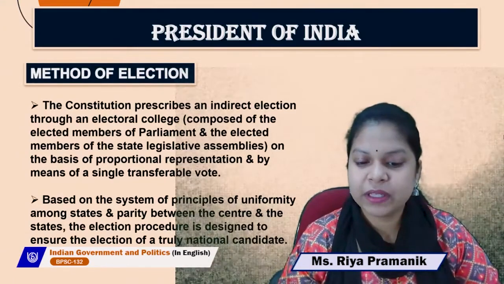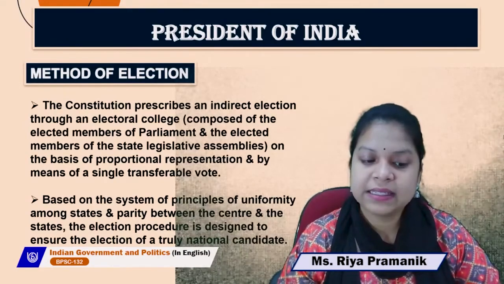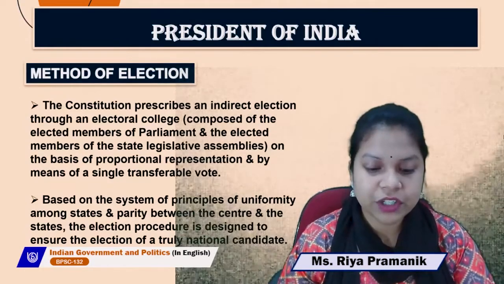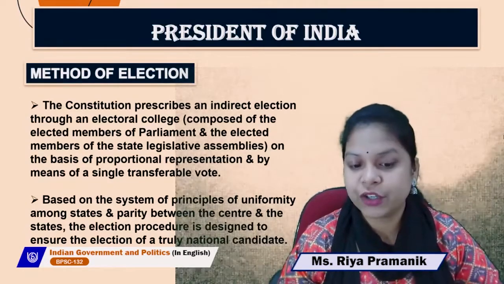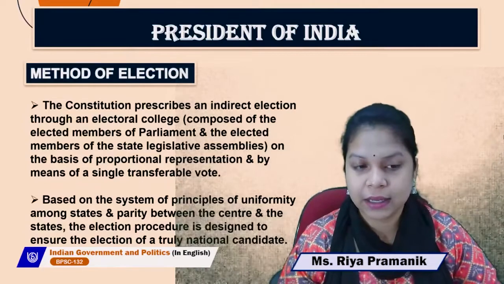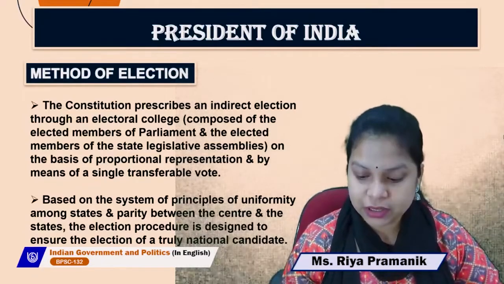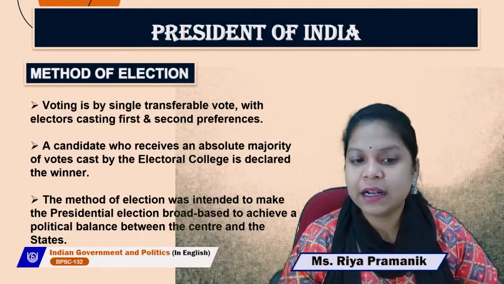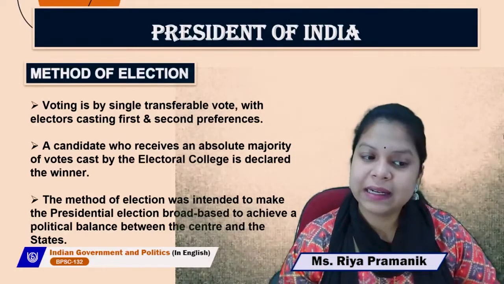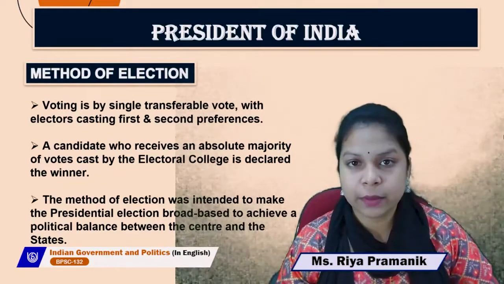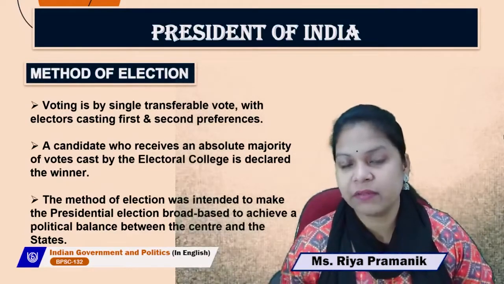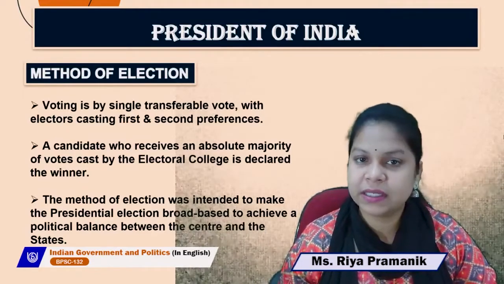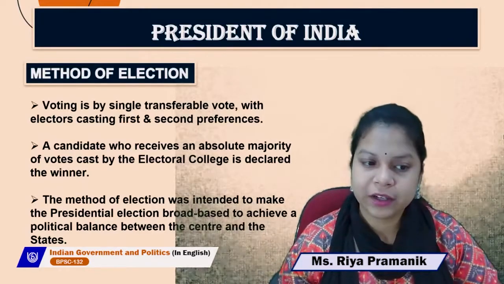Based on the principles of uniformity among states and parity between the center and the states, the election procedure is designed to ensure the election of a truly national candidate. So this is the method of elections. Now, voting is done by the single transferable vote, with electors casting first and second preferences. So there are preferences given. On the basis of that, the single transferable vote system ensures the election method.